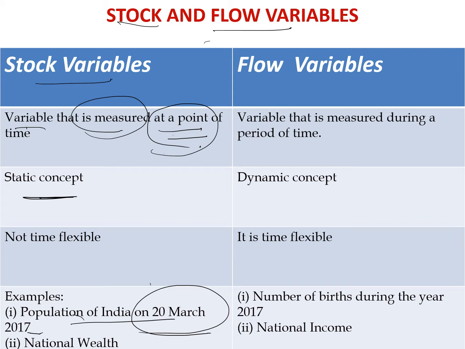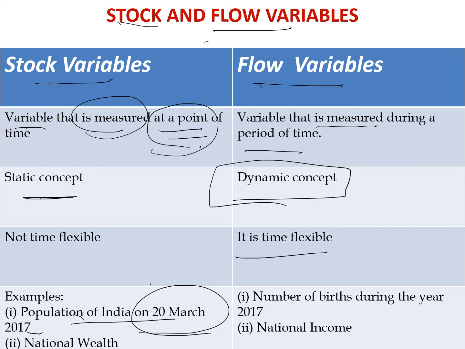It does not change. A flow variable is a continuous process. It is measured during a period of time, maybe 1 year, 2 years, 3 years. It is called a flow variable. It is a dynamic concept. It is time flexible. For example, the number of births during the year 2017. For 1 year, they are calculating the births. That is called stock and flow variable.